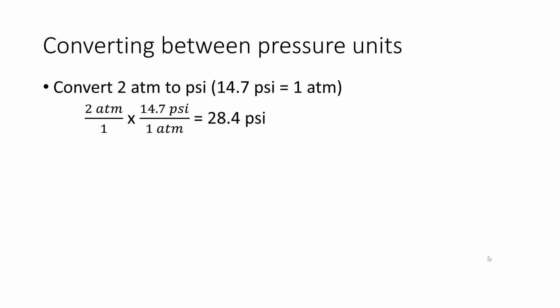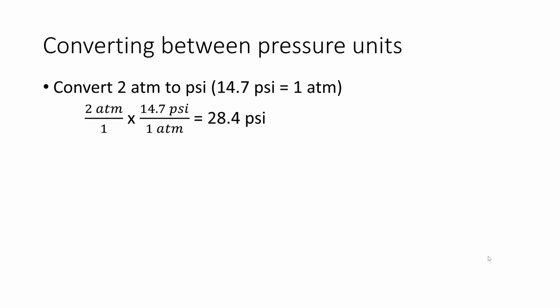So think back to stoichiometry, right? This is set up very similarly in that we are trying to cancel out units to change to new units. So the 2 atmospheres goes first because that's the given information in the problem. And then we multiply it by this fraction, this 14.7 PSI over 1 atmosphere.